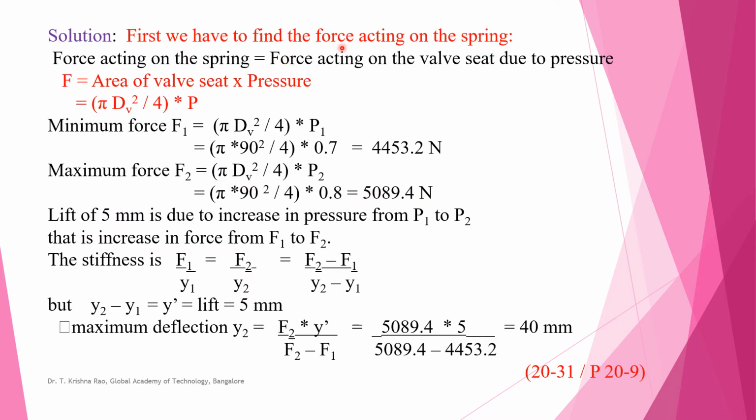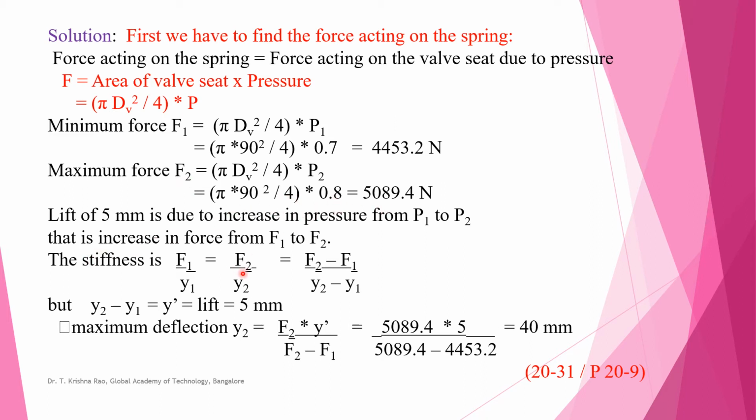First we have to find out the force acting, like earlier what we have done in the case of circular cross section. Force acting on the spring is nothing but force acting on the valve seat, the pressure. So area of the valve into pressure is the force. Area of the valve is pi d square by 4 into the pressure. Since we have two pressures here, we are going to get two forces. Minimum force corresponds to minimum pressure: pi by 4 into d_v square, which is the area, into the minimum pressure 0.7. Similarly, maximum force is the same area into the maximum pressure.